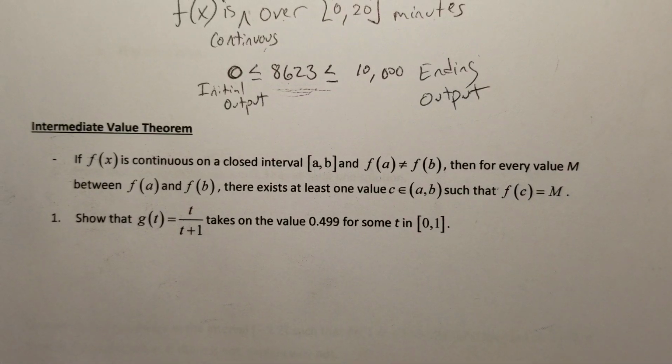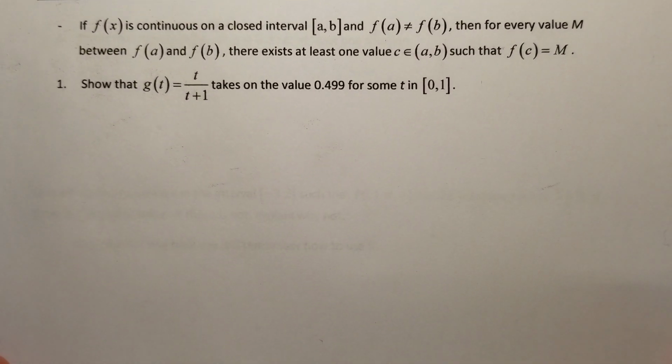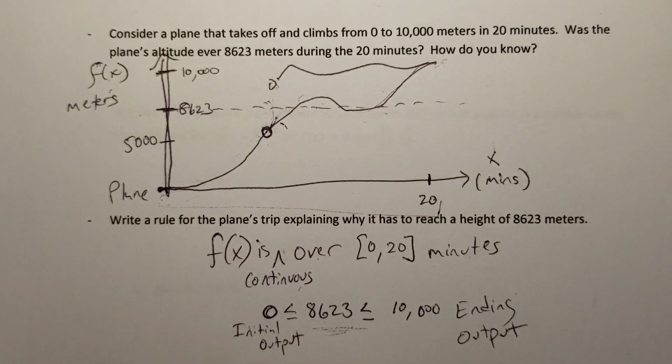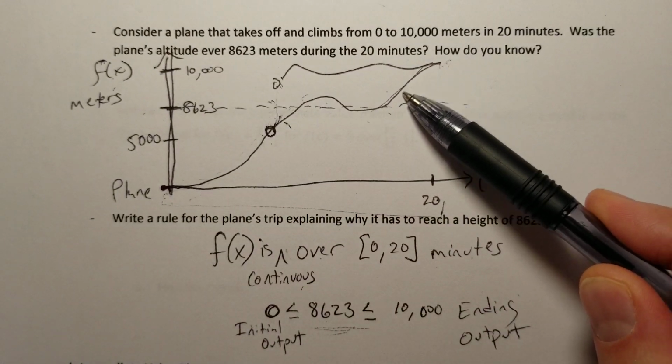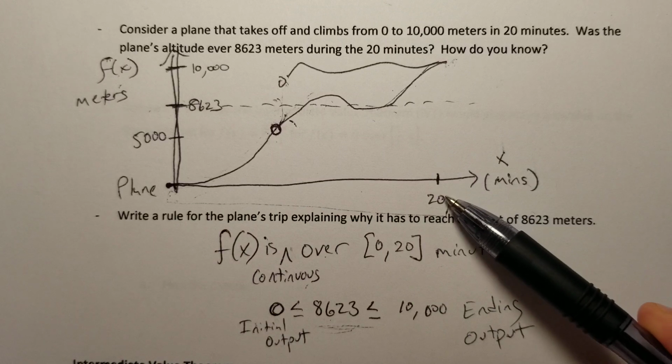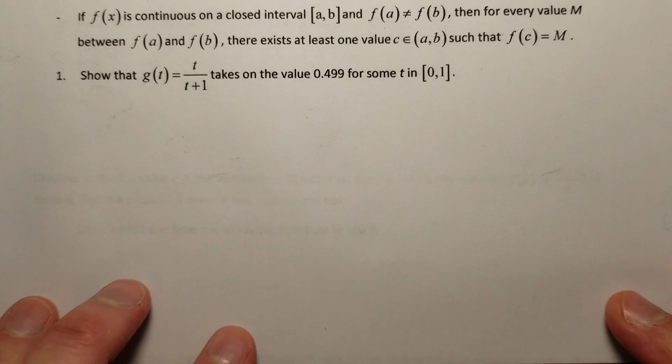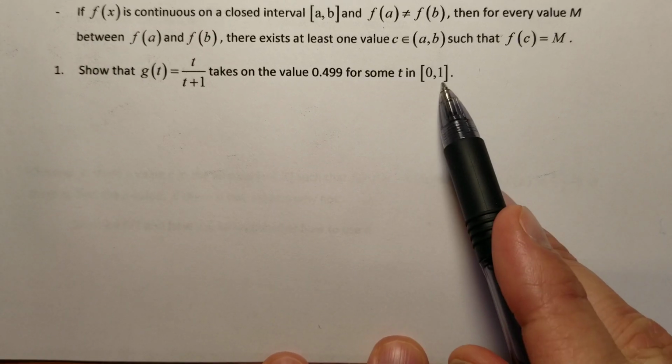All right, so let's go ahead and jump down to number 1. Let's go ahead and see one of these in action, okay? It says show that g of t takes on the value of 0.499 for some t over the interval from 0 to 1. Now, the first thing that I'm always going to check is I'm going to make sure that I have a continuous function. Okay, if I don't have a continuous function over the interval that they give me, then intermediate value theorem doesn't work, and I can stop working. So the first thing that I'm going to check down here for number 1 is I'm going to see if we're continuous over 0 to 1.